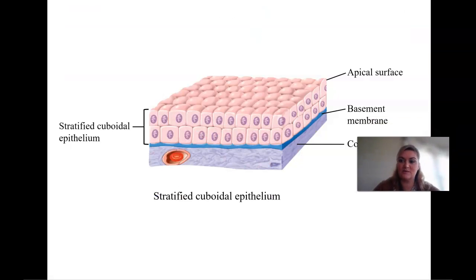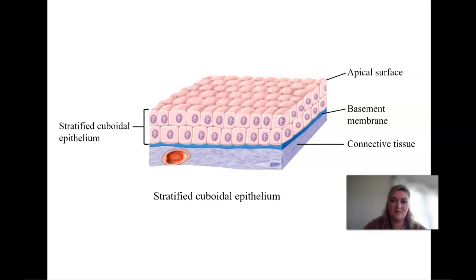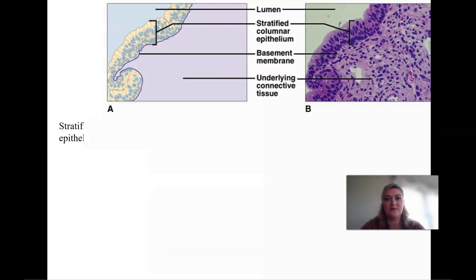And so here is what they look like. You have your apical surface, you have your basement membrane, so it'll have a basal surface attaching to it, connective tissue, and then you see your blood supply over to the side.